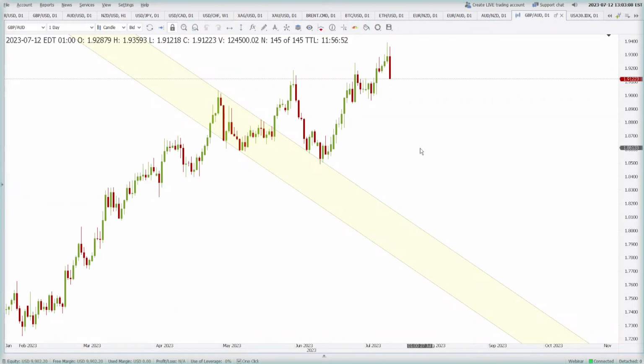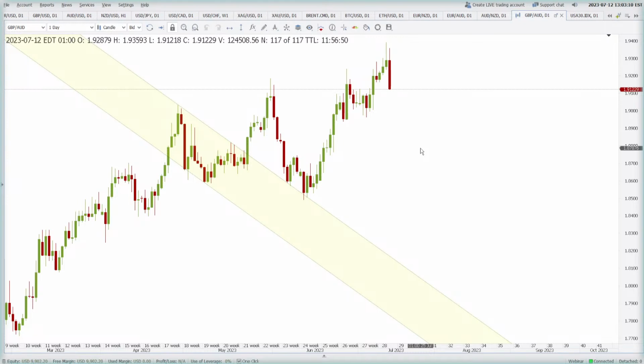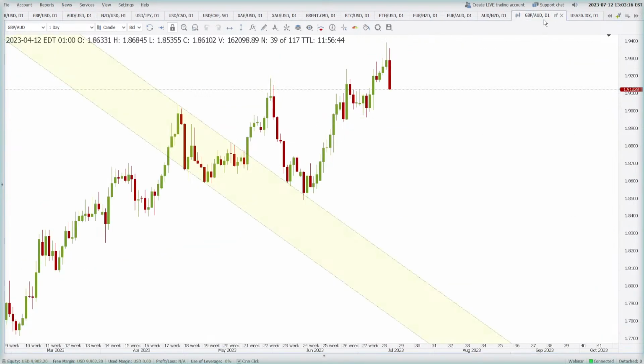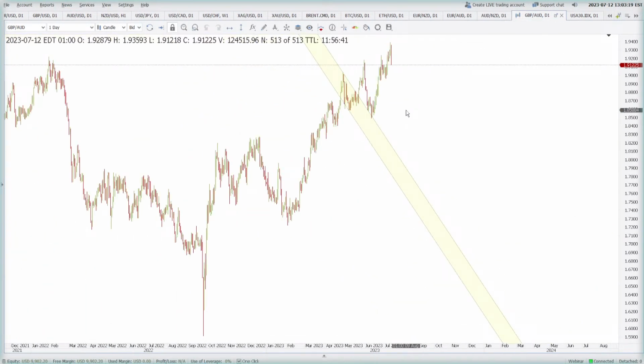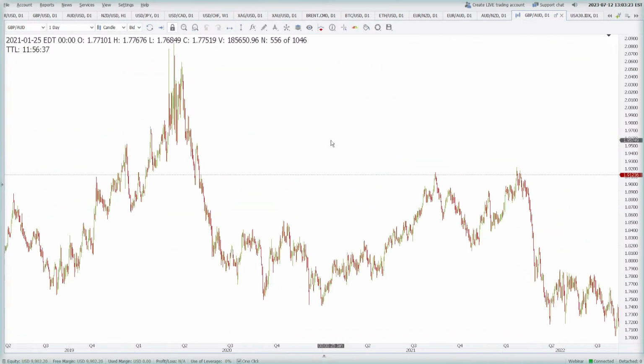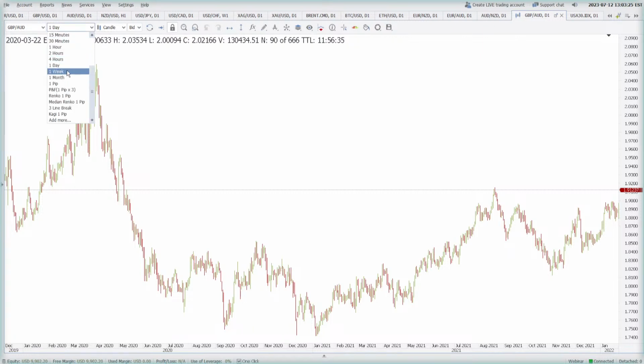Pound against the Australian dollar. Well, it looks like Australian dollar is rising, that is for sure, but the pound decreasing against the Australian dollar looks as if it has met with a huge resistance from the past. So I must go and check it in the past.